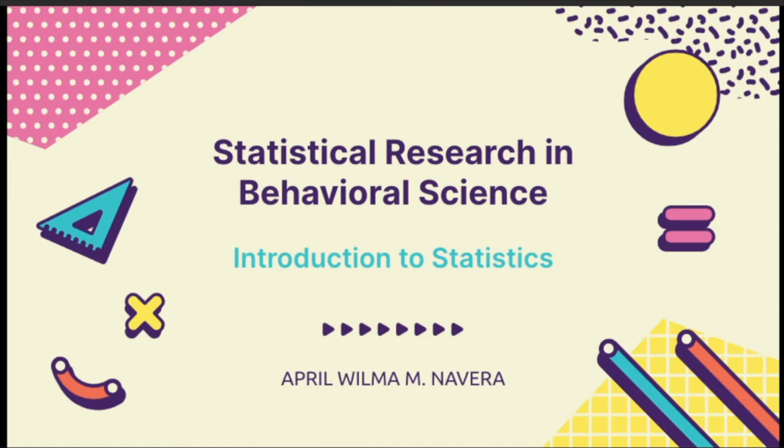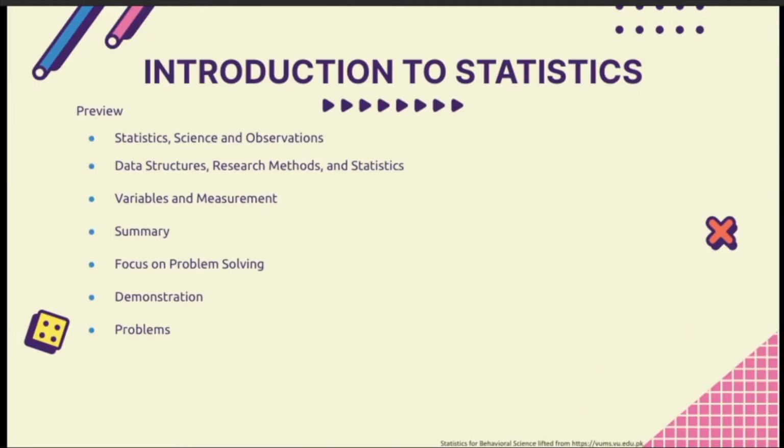So today, we're going to talk about another field, which is statistical research in behavioral science. This is an introduction to statistics. We're going to cover the following parts: the preview of statistics, science and observation, data structures, the research methods and its statistics, variables and measurement, and a summary. Then we're going to have Part 2, which focuses on problem solving, demonstrations, and problems.